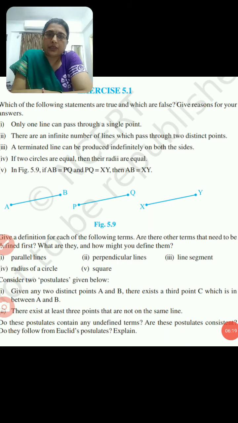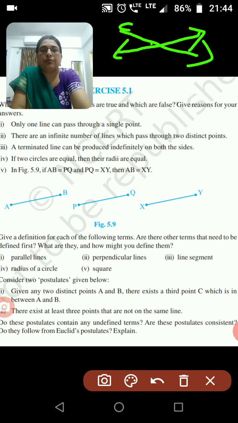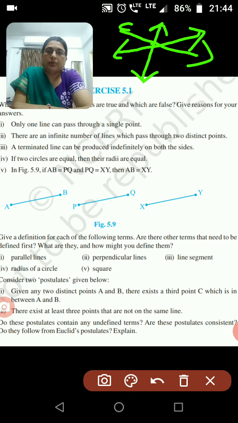Now let us see exercise 5.1. In the first question, true or false. The first statement is: only one line can pass through a single point. Suppose I have one point here, and they want to say that only one line can pass, but I can draw a number of lines passing through this point. So the first statement is false.